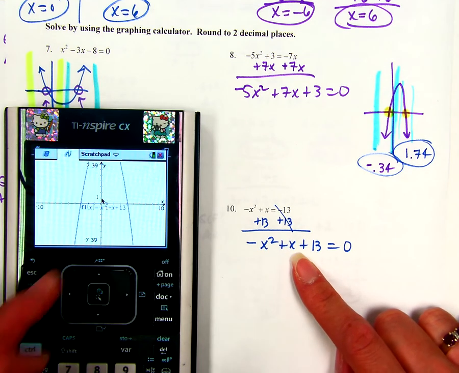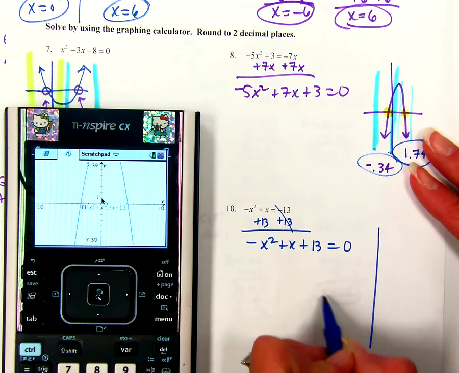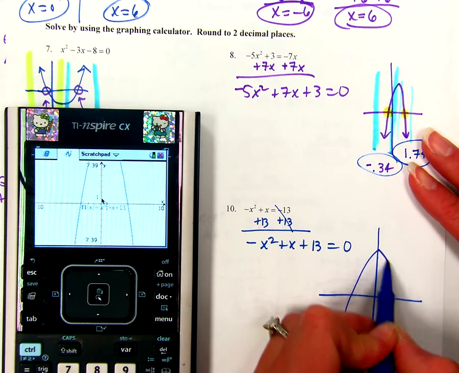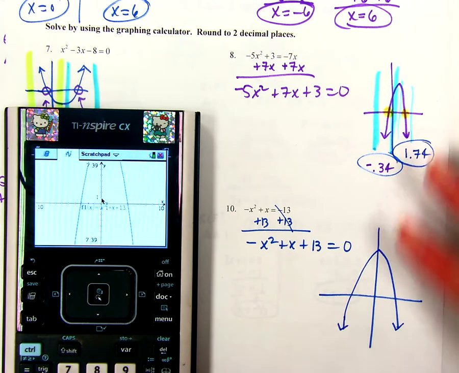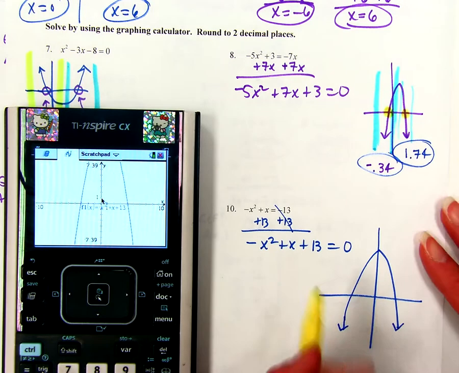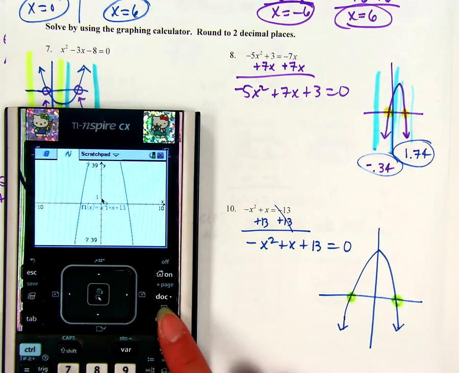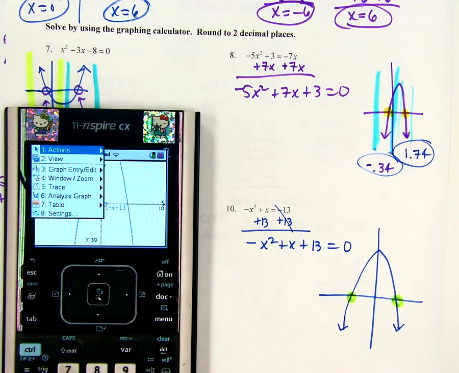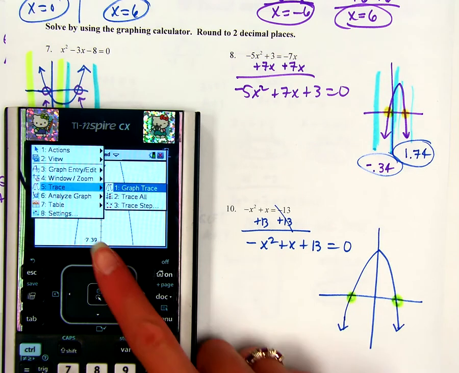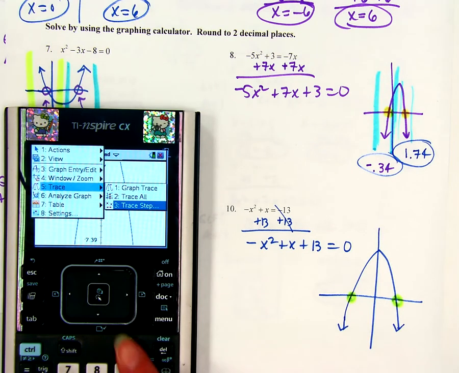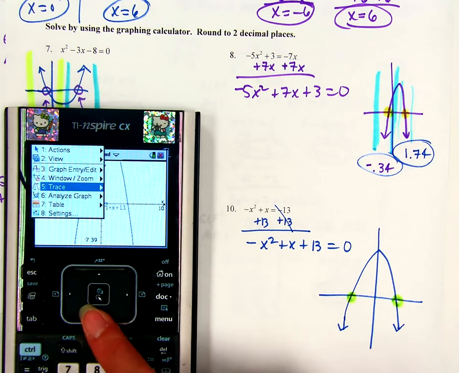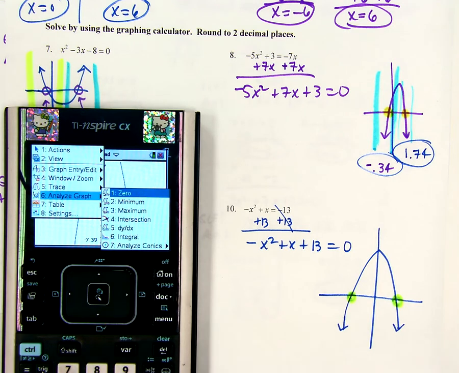Alright, so I've got my equation here, and if I draw a sketch, I've got a parabola that opens down, and I know I need to find these points. Alright, so on here you're going to go to menu and trace. No, sorry. Menu and analyze the graph. So you're going to analyze the graph, and I'm calculating the 0.